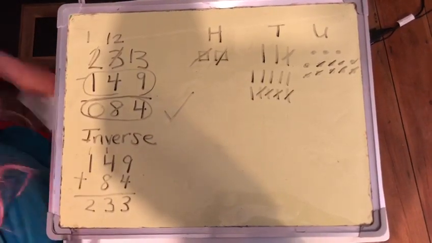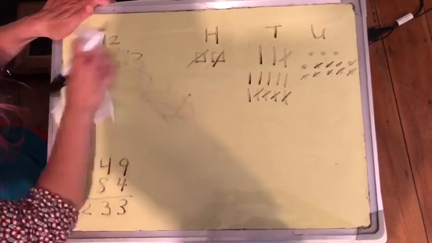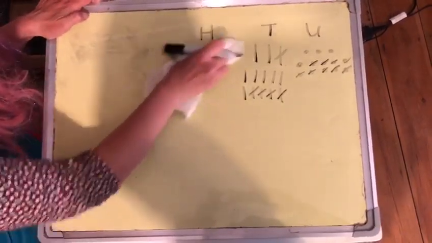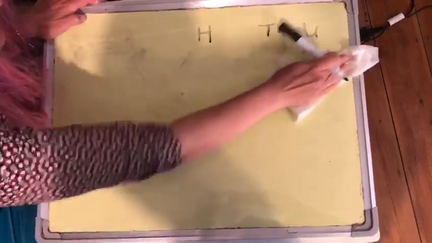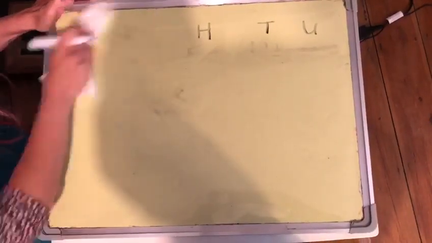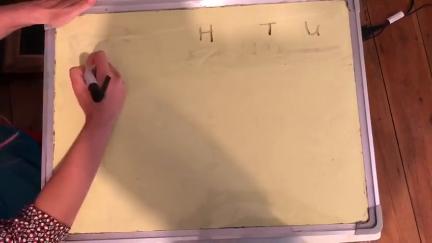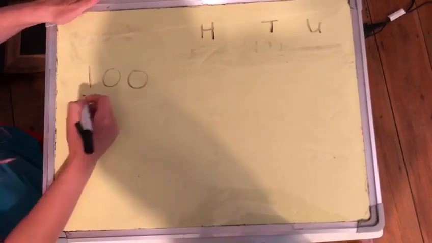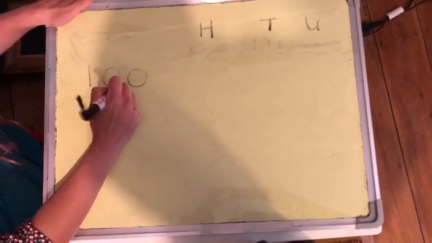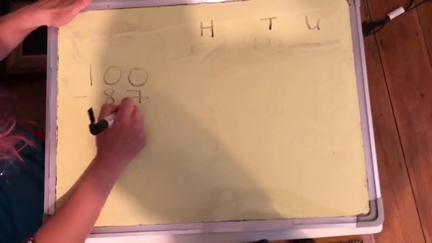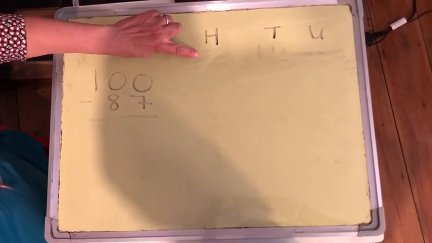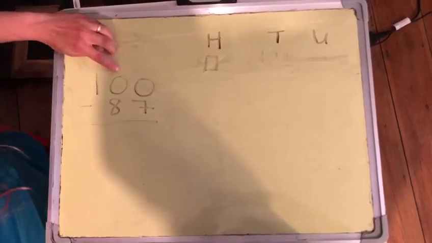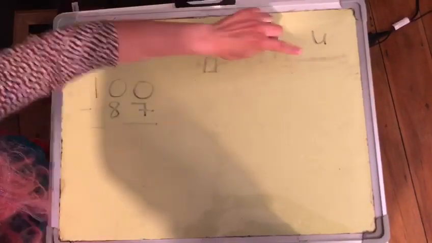Now, we're going to try something a little bit more challenging. I'm going to pretend I have 100 pennies and I'm taking away 87 of them. The first thing I should do is draw a picture of this top number, 100. Well, I only have 100. I have 0 tens and 0 units.